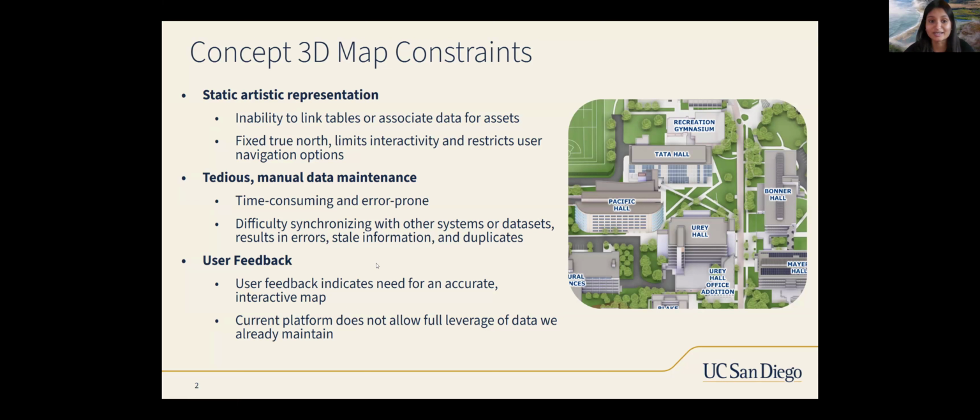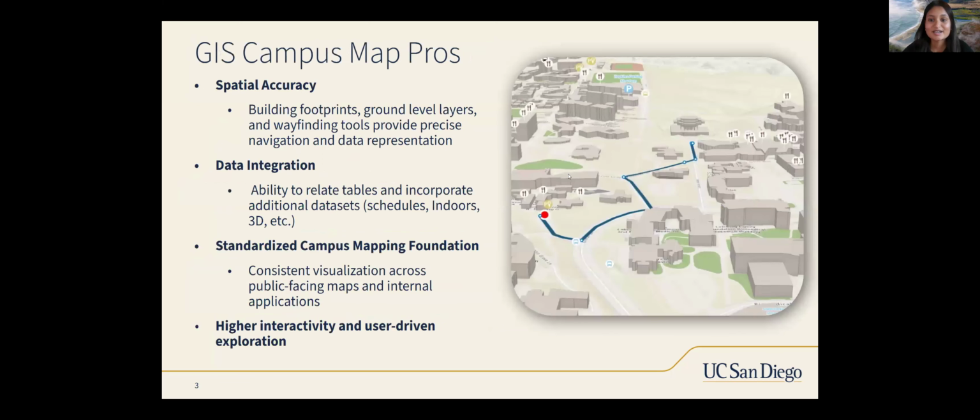We can't get to everything in a timely fashion, and we'd like to have a more reliable map that we can point people to. And again, the user feedback that we've received from those who maintain it and those who use it is that they're seeking a more accurate and interactive map. We've heard the term "a real map" used, and we'd like to have a platform where we can fully leverage the data that we already have and share that out to the public.